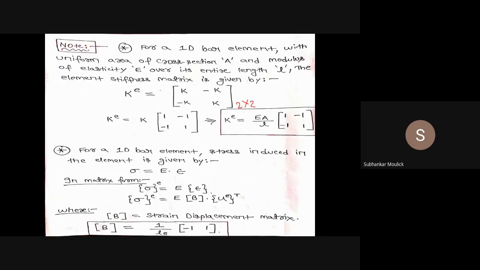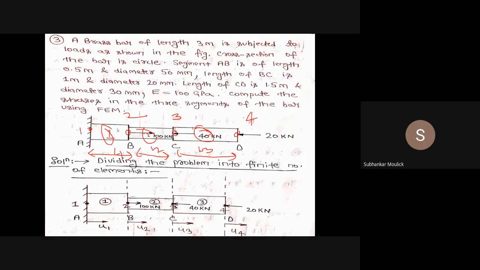In this 2 cross 2 matrix, row 1 corresponds to nodal point 1, row 2 corresponds to nodal point 2, column 1 corresponds to nodal point 1, and column 2 corresponds to nodal point 2. In between I have to write the stiffness matrix. I know it will be K, minus K, minus K, K, if the stiffness for this element number 1 is K. Now, if I take this K common, I can write K times the matrix 1, minus 1, minus 1, 1. And this K is given by E into A by L. This I have derived for you in the very first module.